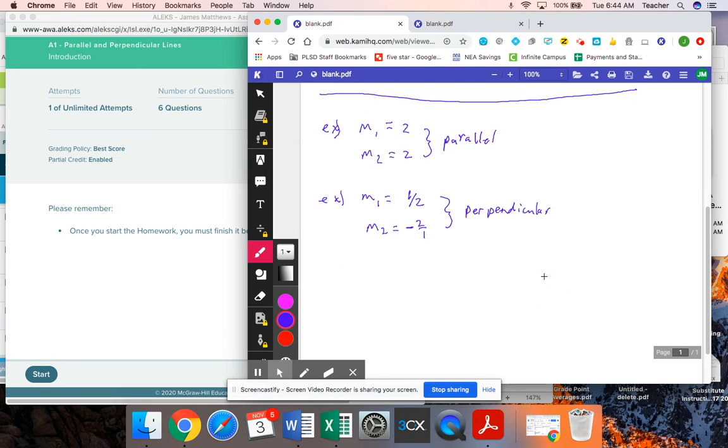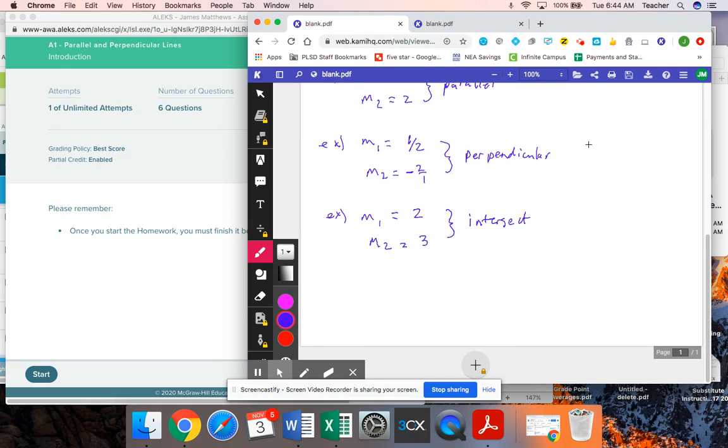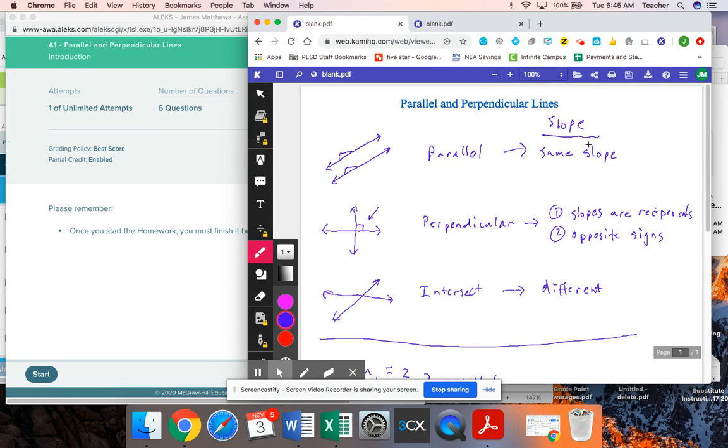And then I could go so far as to say that if I give you any two lines, and the slope of the first line was 2, and the slope of the second line was 3, these lines intersect, but that's all. So basically, when you look at trying to figure out if lines are parallel, perpendicular, or they just intersect, you just need to look at their slopes. You might have to calculate the slope. You might see a graph where you can figure out the slope, but that's all you really have to do, compare those slopes. So that's the real difference between parallel and perpendicular lines.